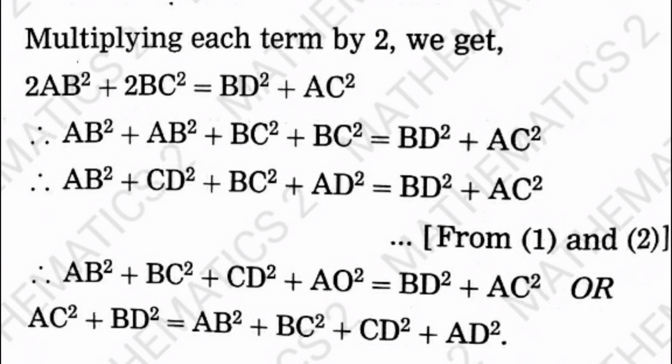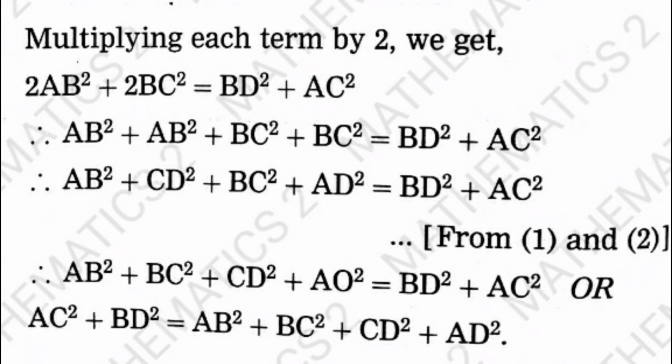2AB square I will write AB square plus AB square. 2BC square I will write BC square plus BC square, that is equal to, right hand side will remain same, that is BD square plus AC square. I know that quadrilateral ABCD is a parallelogram. Therefore, AB is equal to CD and BC is equal to AD. So here AB square, first AB square I will keep as it is. But the second AB square, instead of that I will write CD square. So it will become AB square plus CD square.